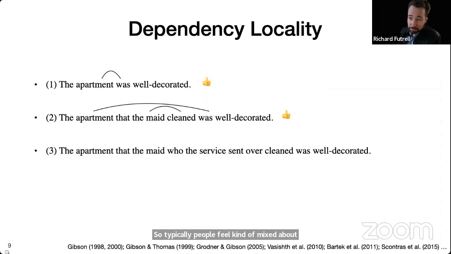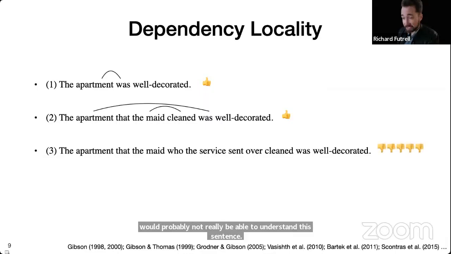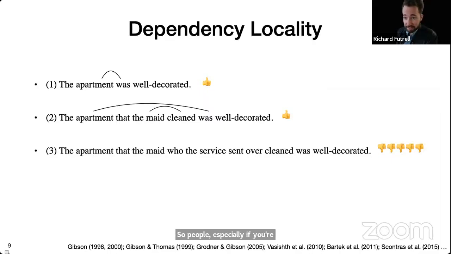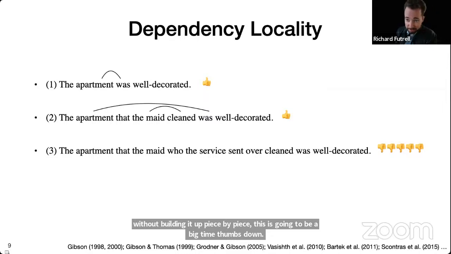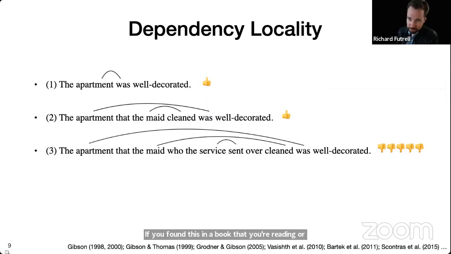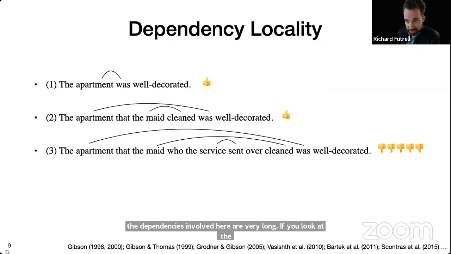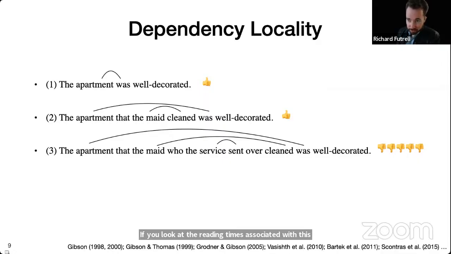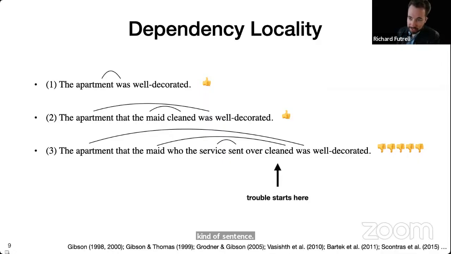And I can tell you, if I didn't build this up piece by piece, you would probably not really be able to understand this sentence. So especially if you're shown the sentence without building it up piece by piece, this is going to be a big time thumbs down. If you found this in a book that you're reading, you're going to have to read it many times to understand it. And the dependencies involved here are very long. If you look at the word by word reading times associated with this kind of sentence, what you see is that the trouble starts right here at the second verb, cleaned. This is the part where people start to feel confused as they are comprehending this sentence.